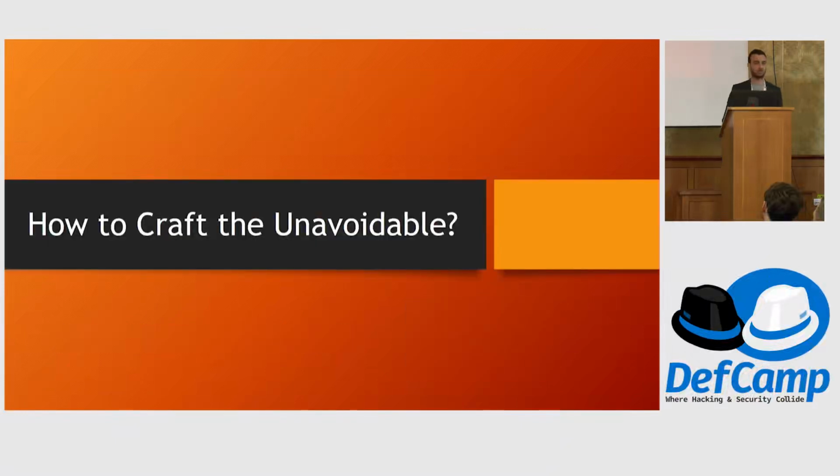So the main subject of our speech, how to craft the unavoidable, how to craft something which will go straight all the way and give you what you are looking for. So you need to recon, you need to understand the target's antivirus features and vendor. You need to know what's running there.